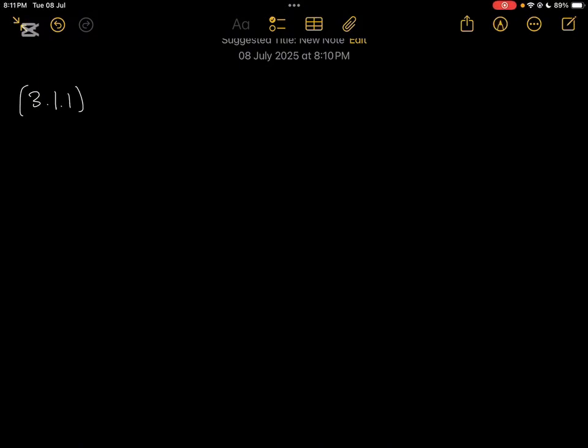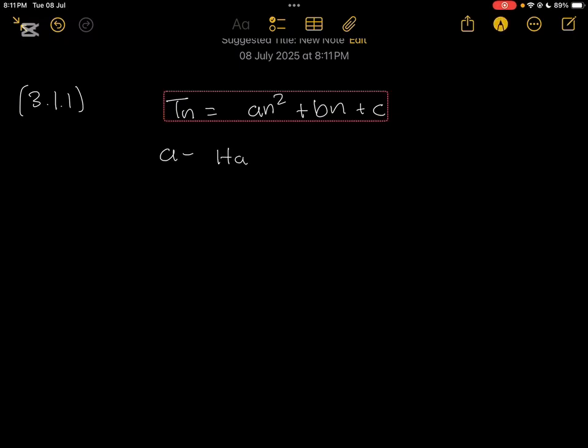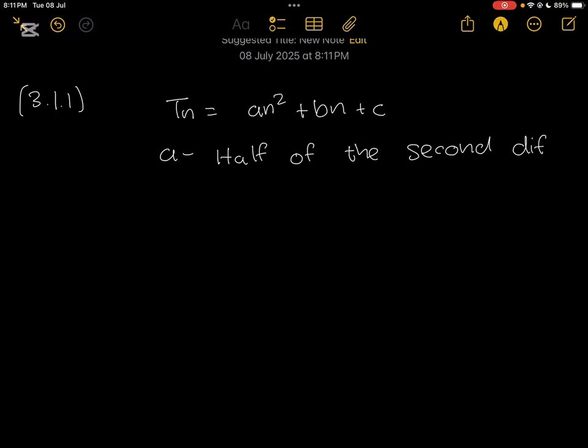Okay, so we need to know that a quadratic formula is Tn is equal to an squared plus bn plus c. A is half of the second difference. B is a constant. And C is also a constant.